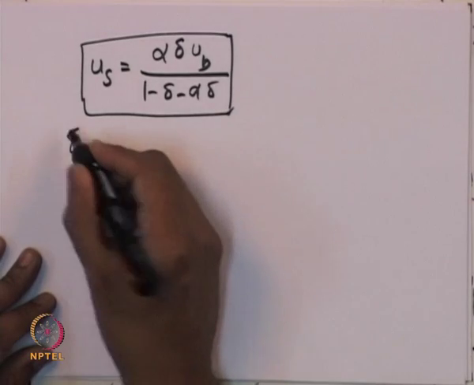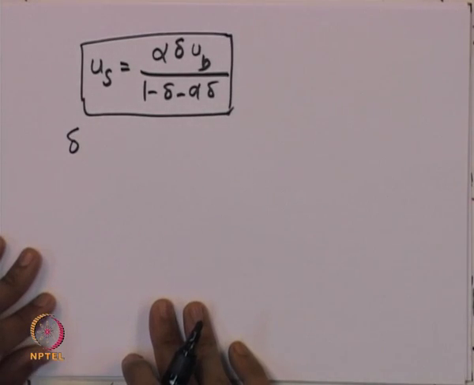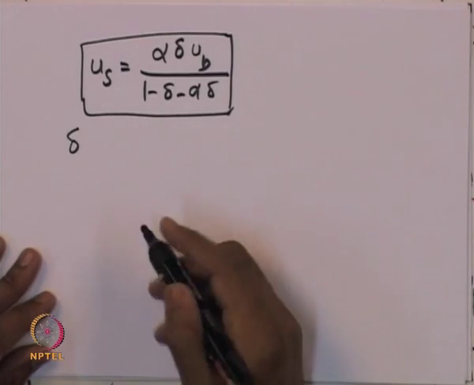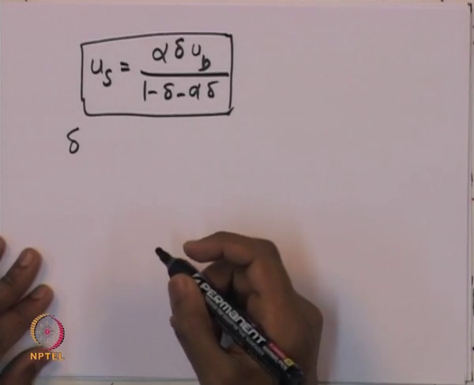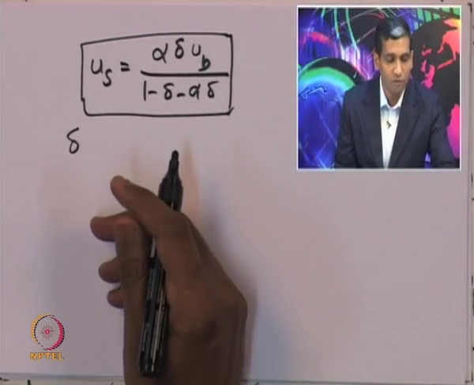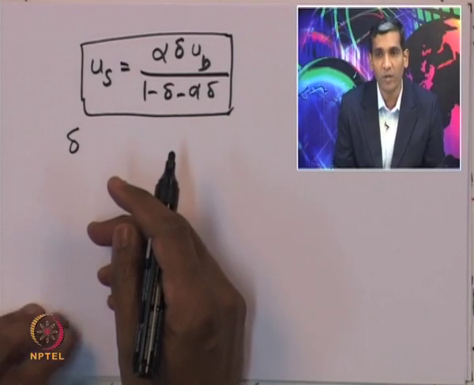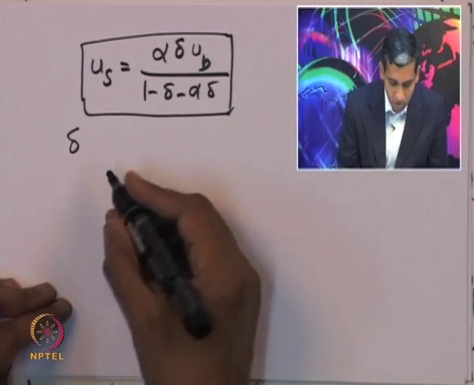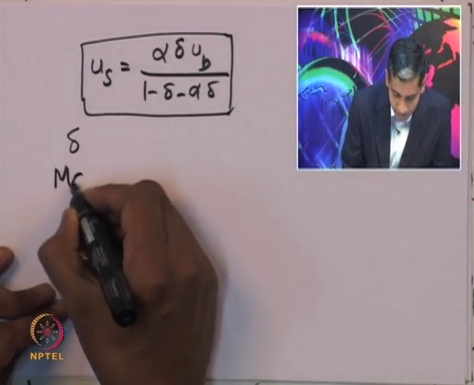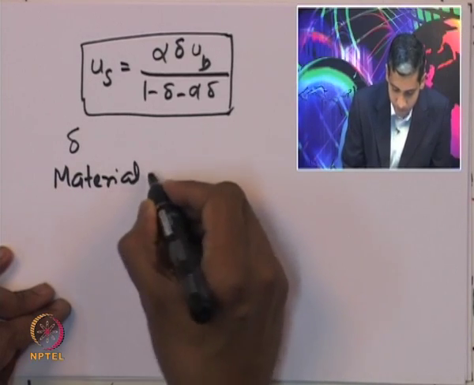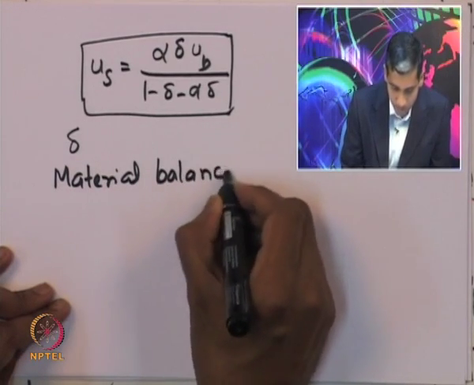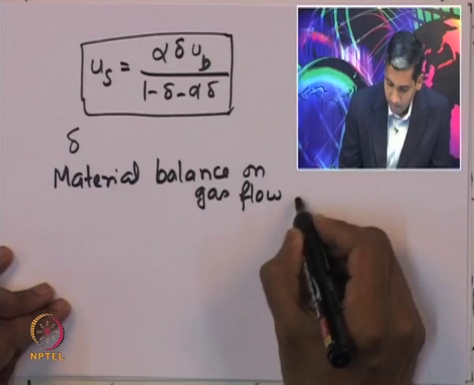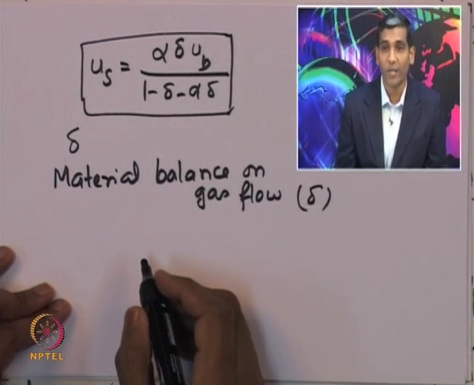So the next step is to find out what this value of delta is, which is basically the fraction of the bed which is actually filled with the bubbles. So now let us write a simple material balance on the gas flow to find out this value of delta, which is the fraction of the bed which is actually bubbles. So we can write a material balance on gas flow to estimate the value of delta. So that's what we're going to do next.